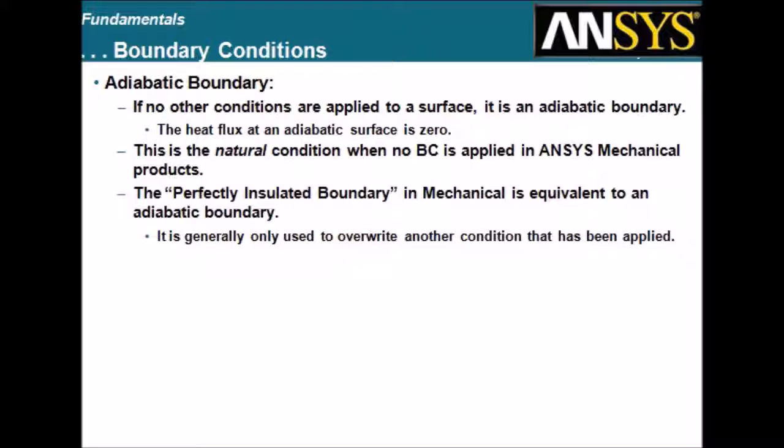Adiabatic boundary, if no other conditions are applied to a surface, it is an adiabatic boundary. The heat flux at an adiabatic surface is zero. This is the natural condition when no BC is applied in Ansys mechanical products. The perfectly insulated boundary in mechanical is equivalent to an adiabatic boundary. It is generally only used to overwrite another condition that has been applied.